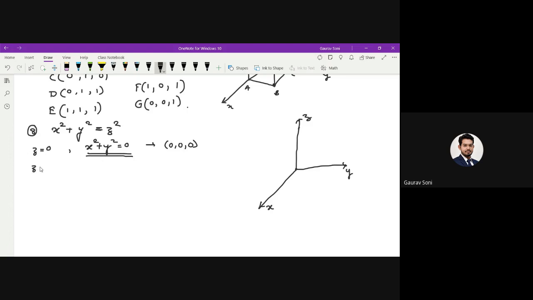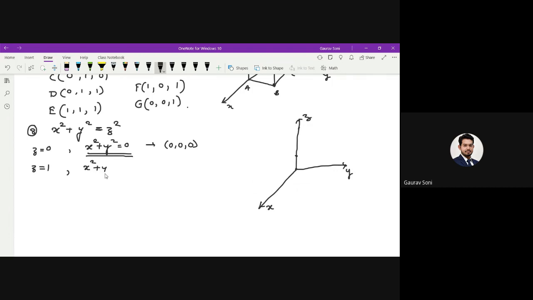Now I will look at the plane Z is equal to one. How will it look? As a coordinate, it is this. If you collect all the points which satisfy the Z equal to 1 condition, that will be a plane which is just one unit above the XY plane. If there is any problem with this, let me know. Now I will see what happens on this plane, Z is equal to 1.